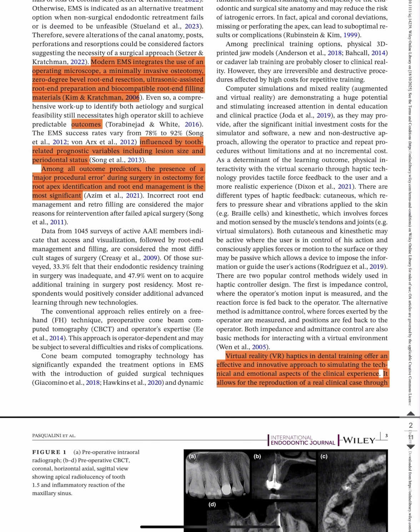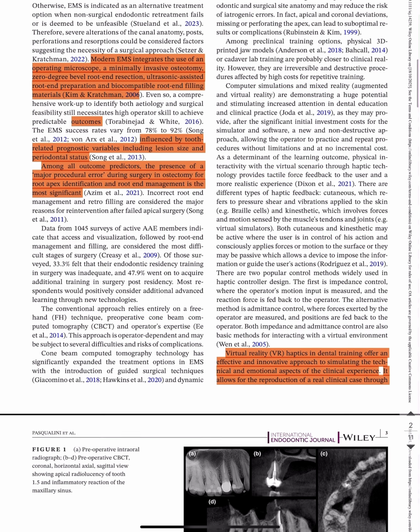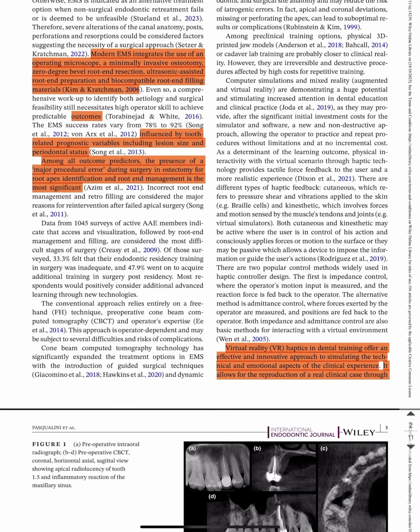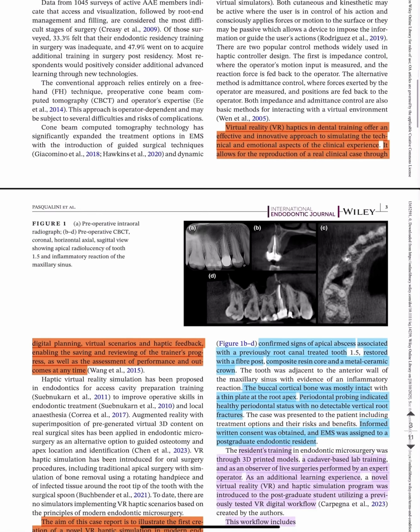The outcome is usually influenced by tooth-related prognostic factors, including the lesion size and periodontal status. Among all the outcome predictors, the presence of a major procedural error during surgery, and osteotomy for the root apex identification and root end management, is the most significant.